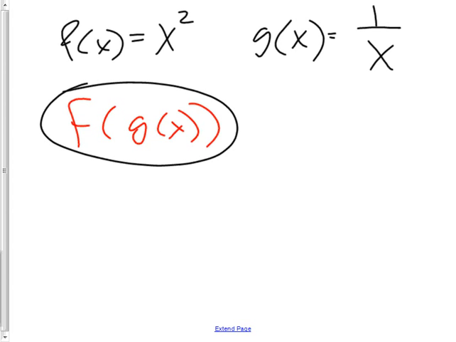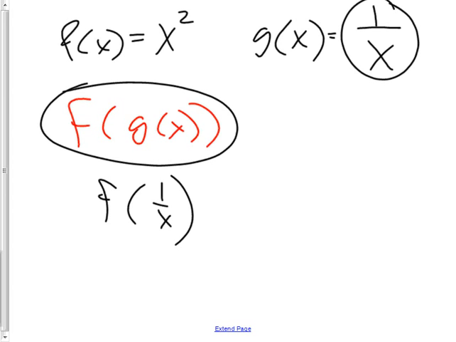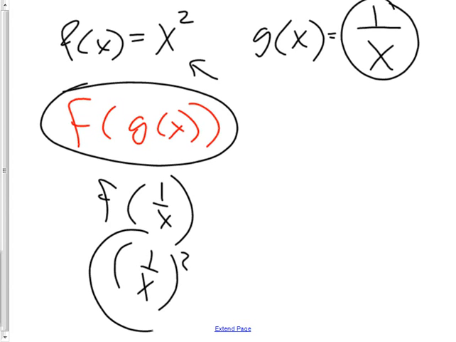Anyway, so f circle g means f of g of x. There's f of g of x. Where should I start? In the middle. What is g of x? They didn't tell me what x is, so I just put in 1 over x. So this is really f of 1 over x. And then I'm going to put the 1 over x into the f function. And the f function's right here. So I'm going to put an empty spot squared and put in 1 over x, and there it is. There is your answer. Raise your hand if you got that right.